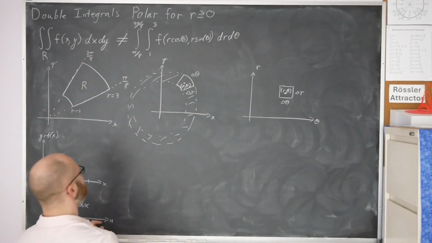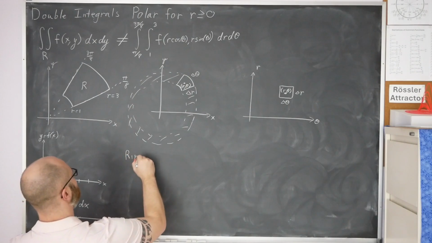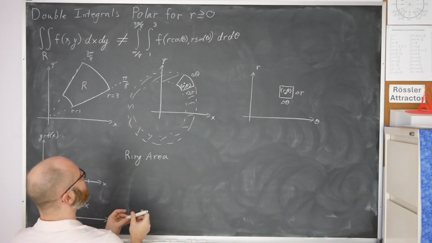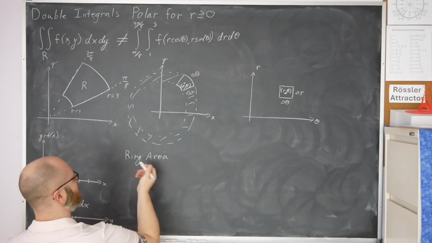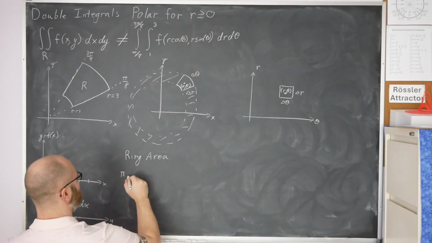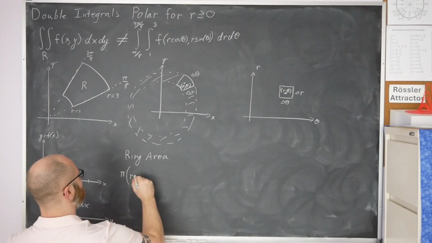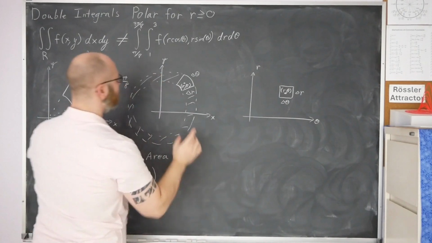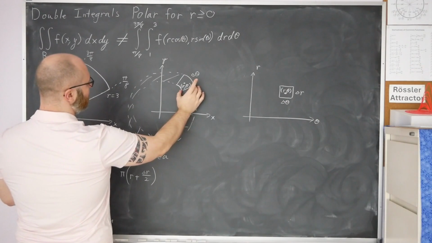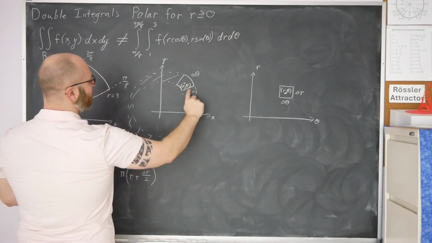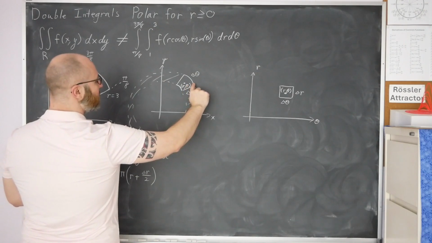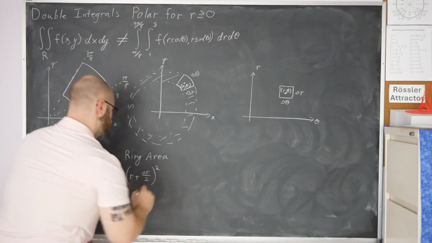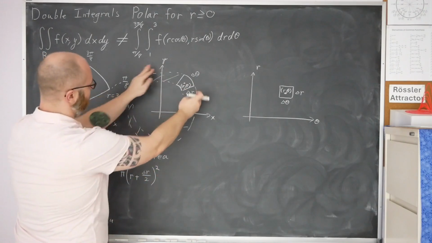So the ring area. Let's see, I've got the outer circle. That's going to have pi times the radius squared. So I've got pi times r plus delta r over 2, because if the entire length here is delta r, and this is in the middle, then from here to up there it's half of delta r, delta r over 2. And then that's squared. So pi times the radius squared is the area of the outer circle.